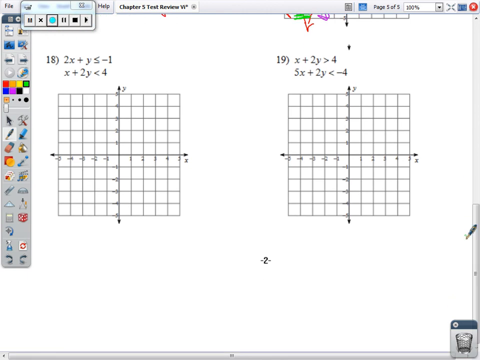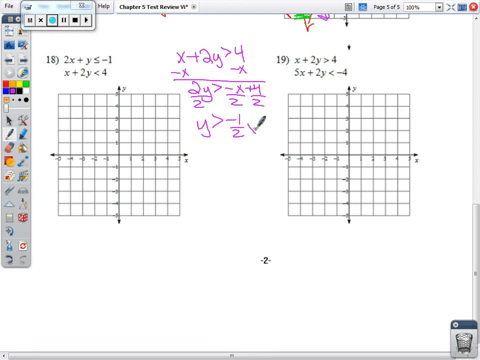All right, we'll just do one more of these last two. We're going to go ahead and put both of them in slope-intercept form. Let's just go ahead and do 19. Let's take the first equation, put it in slope-intercept form, which is, we're going to subtract the x from both sides. So we have 2y is greater than -x plus 4. Divide everything by 2. And so we have y is greater than -1 over 2x plus 2.